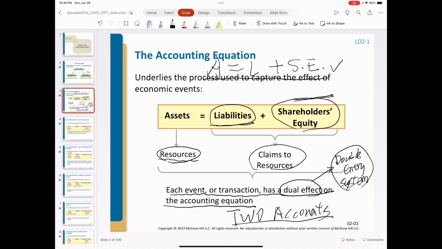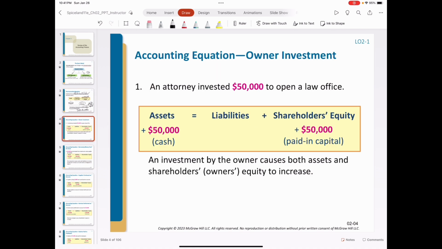Which is different from the single entry system. Let me give you an example. When I was a kid, I occasionally received some pocket money from my parents. So when I got $10 or $20, I just recorded this as an addition to my savings. I knew I would deduct what I spend. This is a single entry system. I only record the change in the assets I have. But for the double entry system, or dual effect, we record two. I will show you the dual effect in the following examples.